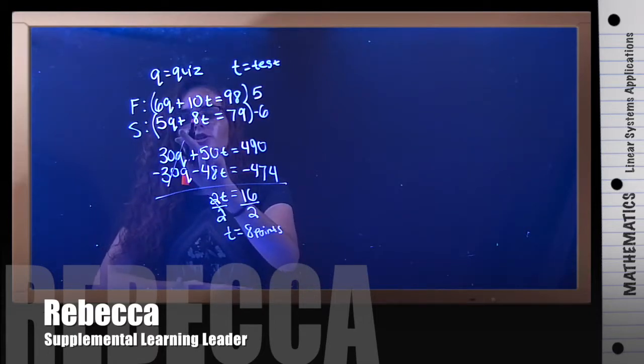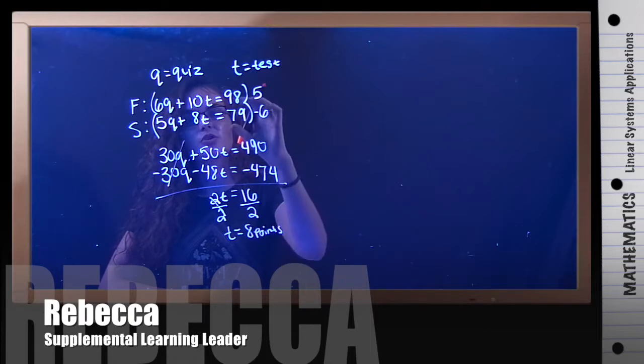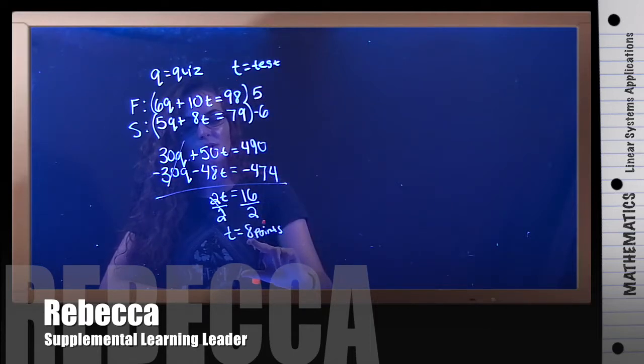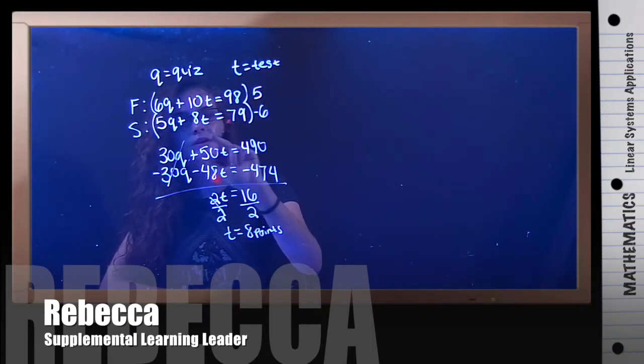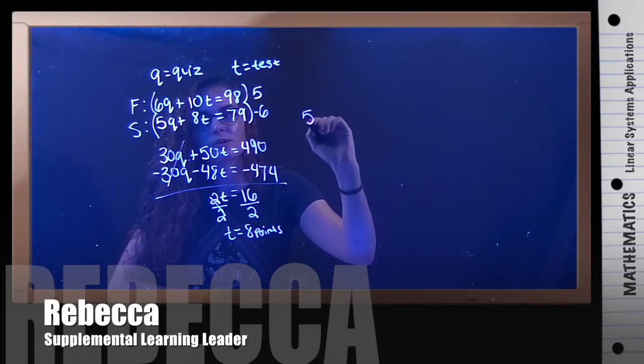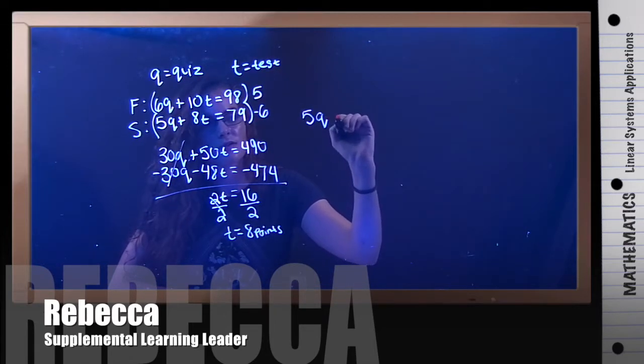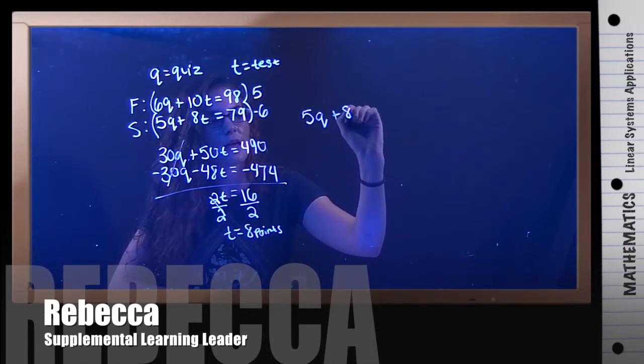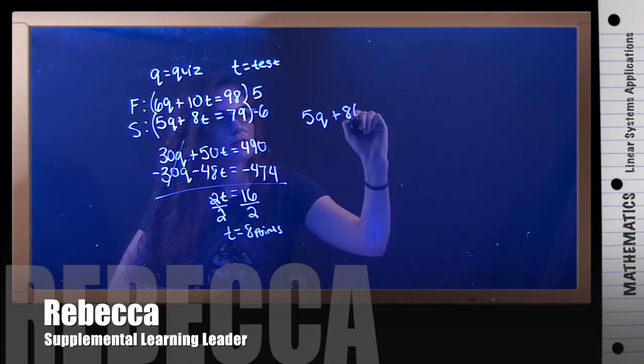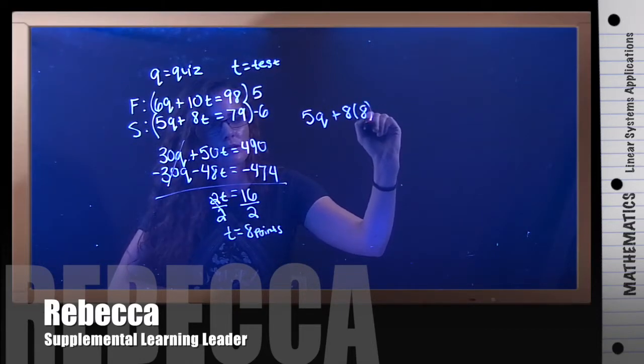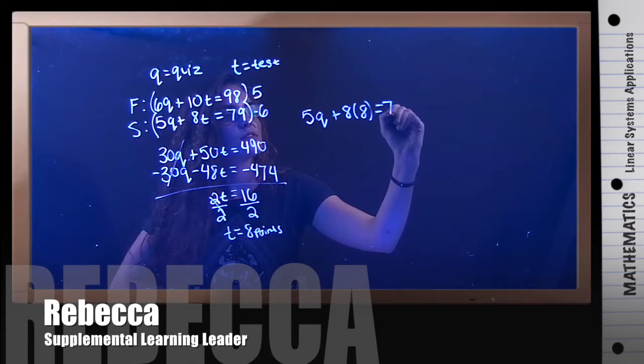Now to solve for Q, our quiz questions, we can use either one of these equations and just plug in T as 8. So it doesn't matter which one you use, I'm going to use the bottom one. 5Q plus 8, our T is 8, equals 79.